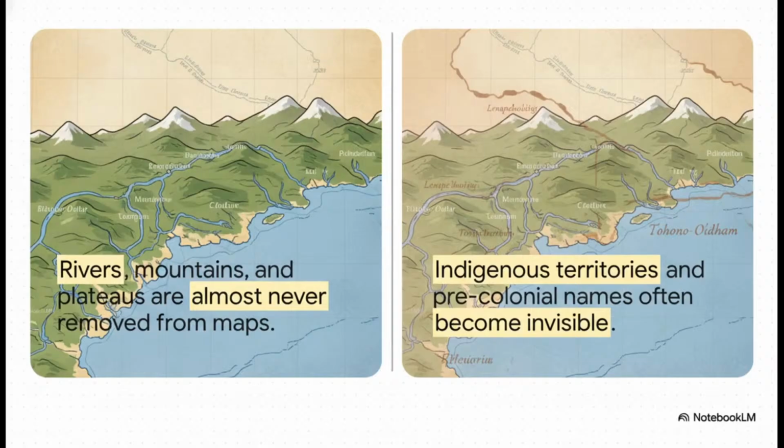And this right here is a perfect example of that first capability. The AI can instantly see what always stays on a map. You know, the big stuff, rivers, mountains. But it also sees what vanishes. Things like indigenous territories or original place names, which are all over the older historical maps, just become invisible on modern ones. It's erasure. But now, the AI makes it visible.